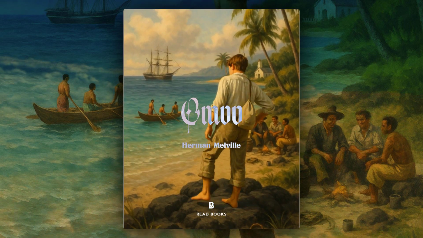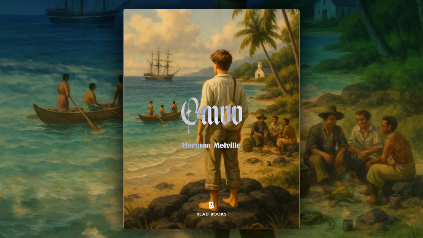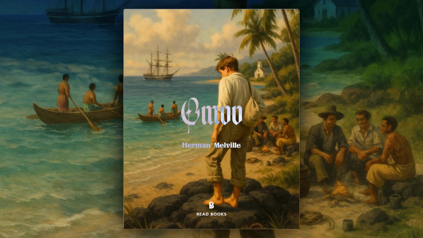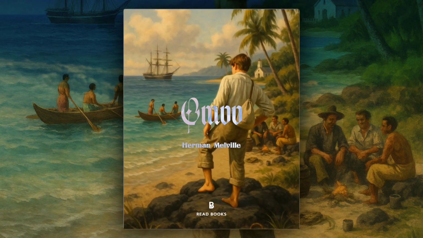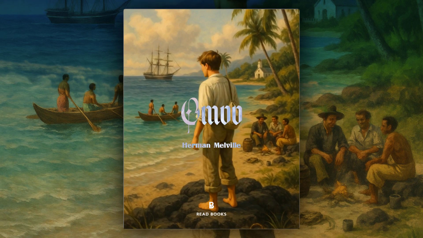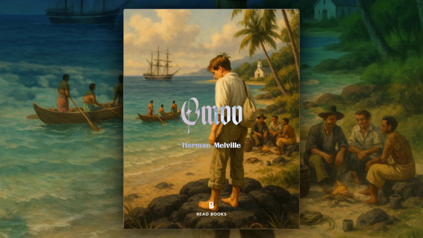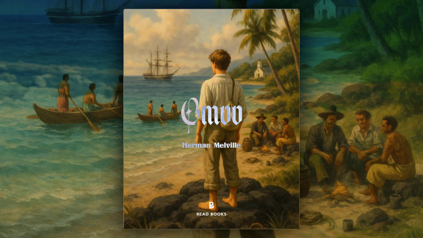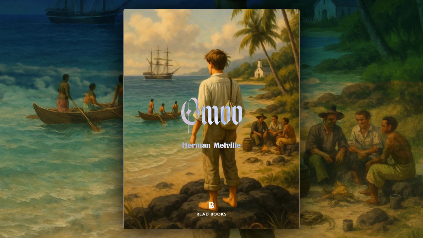Summary of Omoo by Herman Melville. Omoo, published in 1847, is Herman Melville's sequel to his earlier work, Typee. The story follows the adventures and experiences of a young American sailor named Tommo, who escapes from a missionary colony on the Marquesas Islands after being unjustly imprisoned.